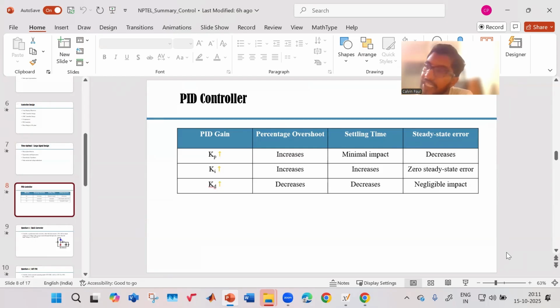Next is your KD. KD is mainly used for your transient performance. How it does that is it improves your damping. Since KD improves your damping, your percentage overshoot will reduce as well as your settling time will reduce. So this is your PID controller.